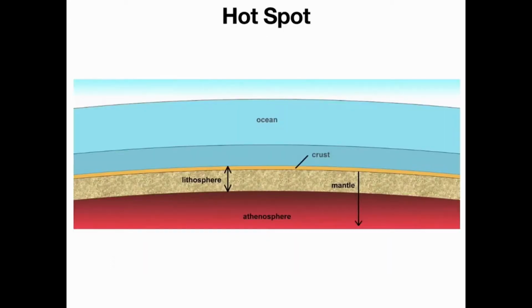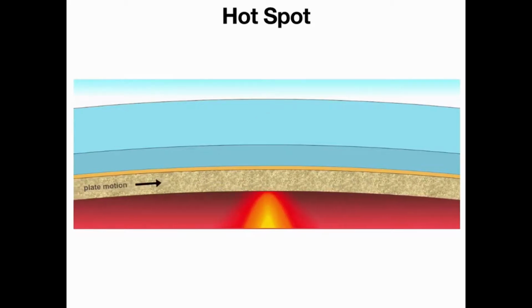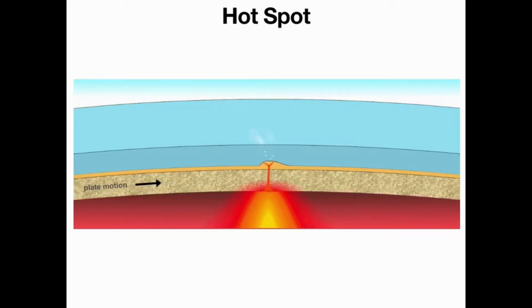Here's how they work. If you look at this diagram, you're going to notice shortly a mantle plume, there it is, coming up from the asthenosphere. It's just a hot spot. And that magma is strong enough to actually punch through the lithosphere to create an active volcano.